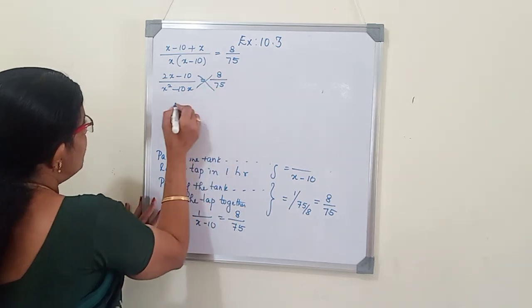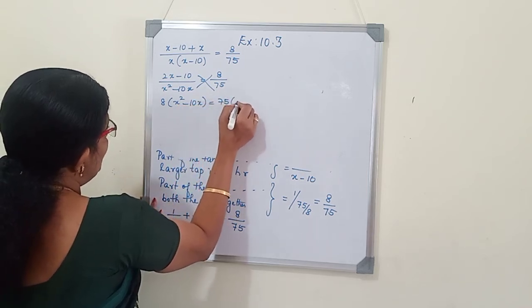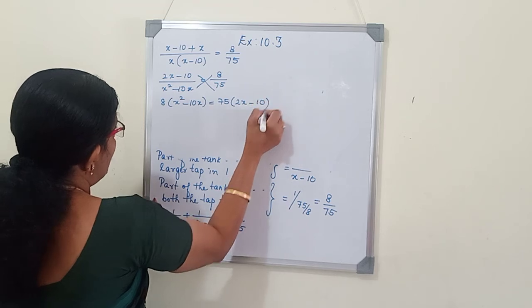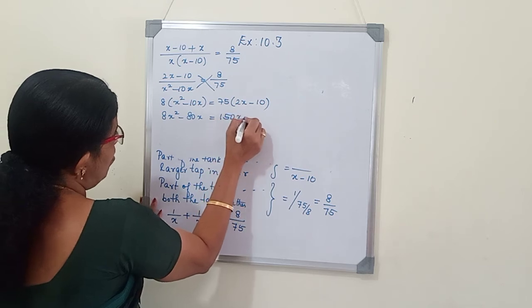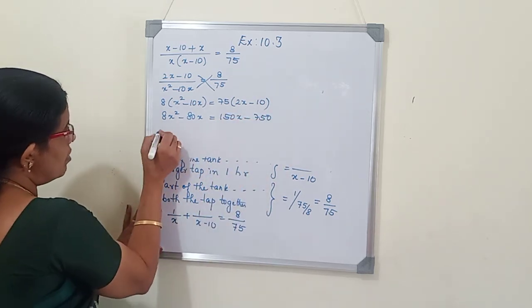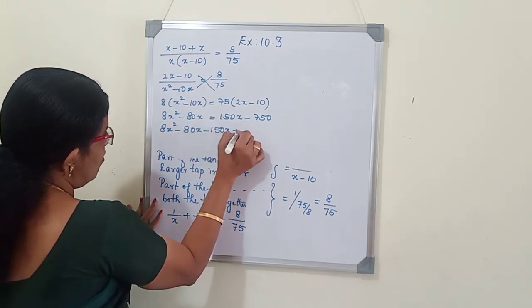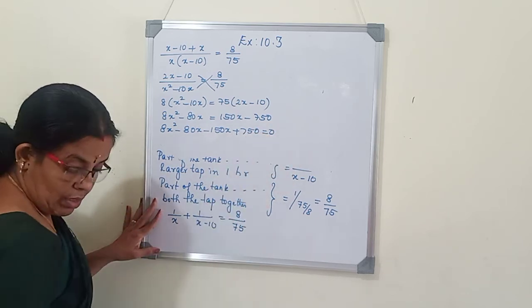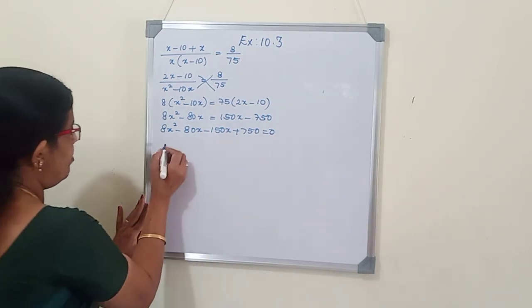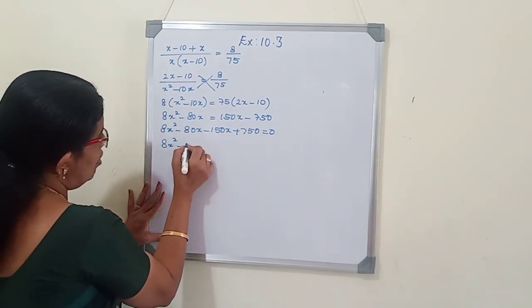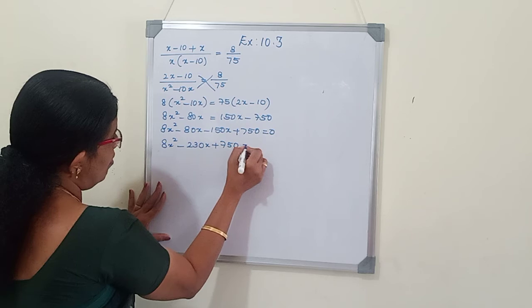Now we will cross multiply. 8 into x square minus 10x is equal to 75 into 2x minus 10. 8x square minus 80x is equal to 150x minus 750. We will take all the terms to the left side. 8x square minus 80x minus 150x plus 750 is equal to 0. Further, 8x square minus 230x plus 750 is equal to 0.